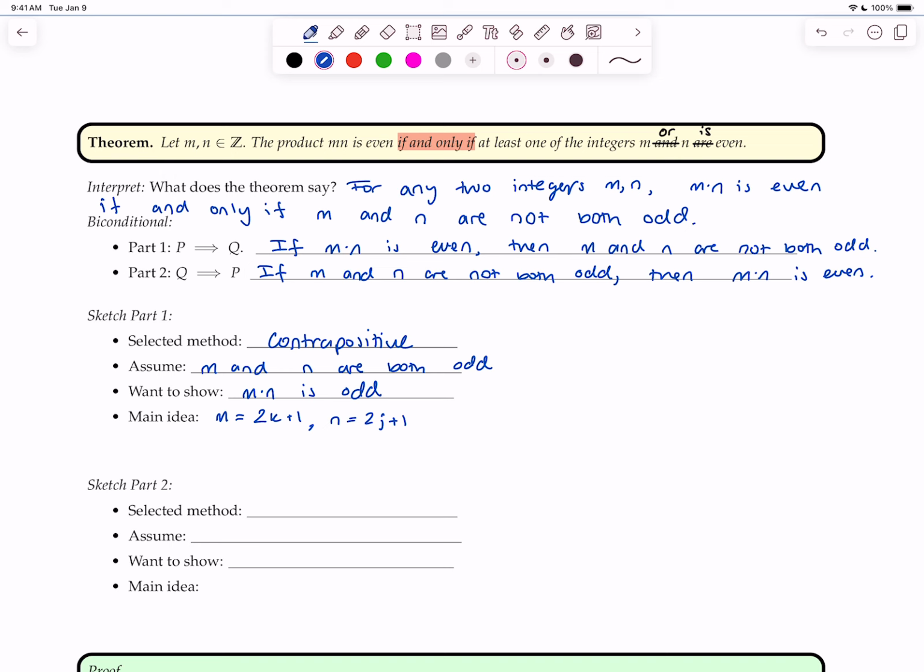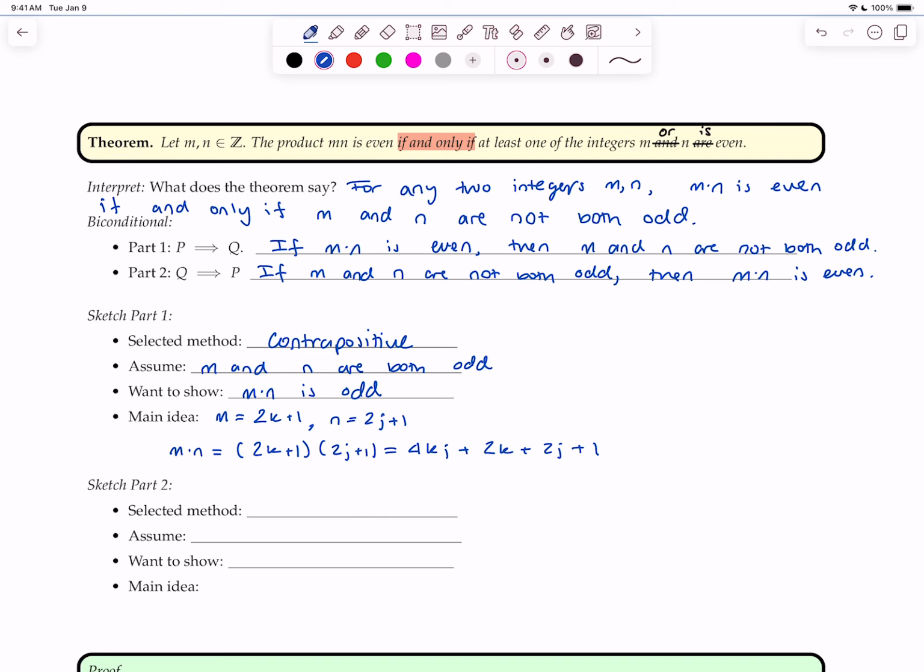And then we want to show something about M times N. So you do M times N. Well, what would that look like? 2k plus 1, 2j plus 1. I want to make it look like 2 times some integer plus 1. I want it to be odd, so let's go ahead and FOIL everything out. So I would get 4kj plus 2k plus 2j plus 1.